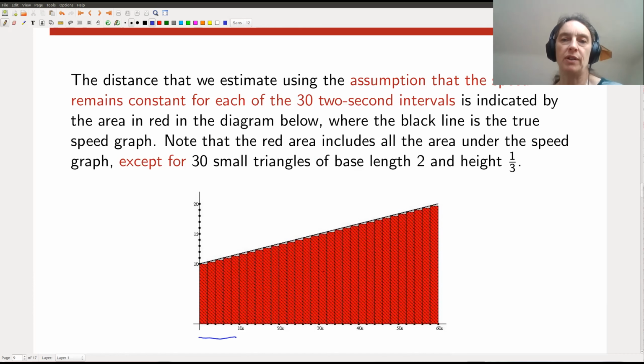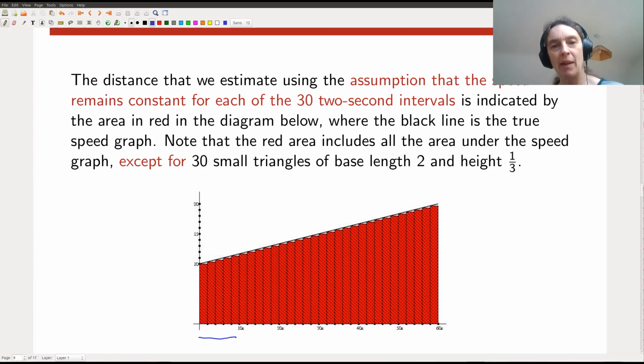What we can say for sure is that estimate, which turns out to be 890 meters, might be reasonably accurate, but it's less than the true value because it fails to take into account the acceleration that's occurring throughout each 2-second interval.